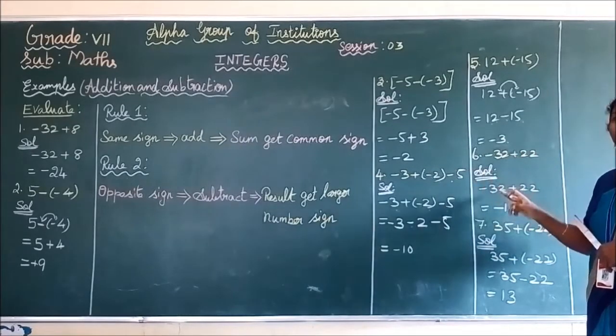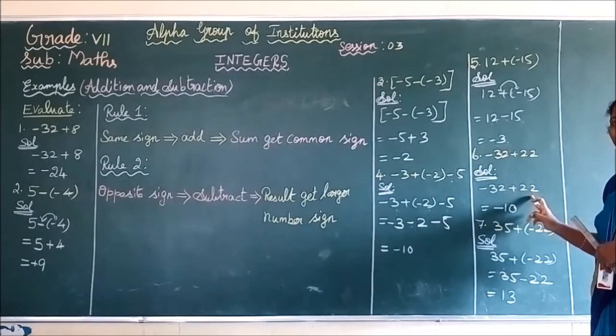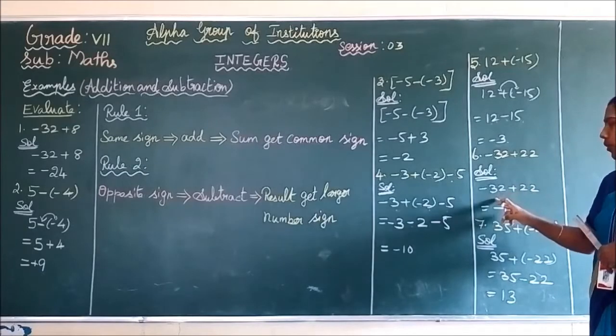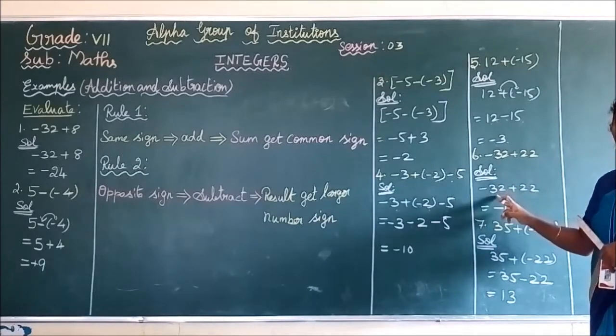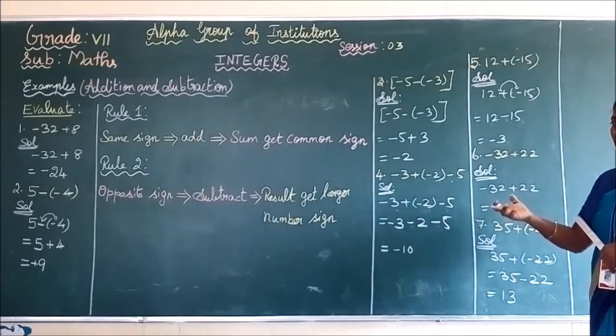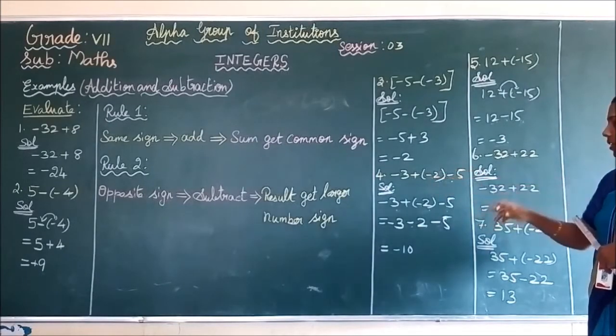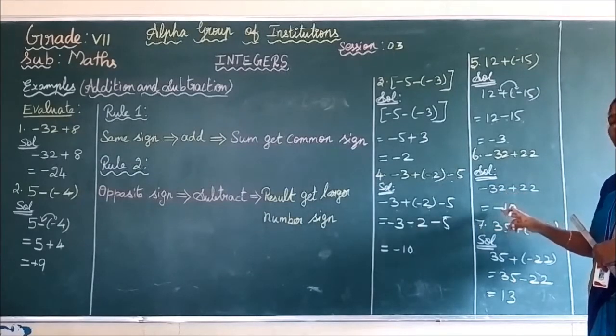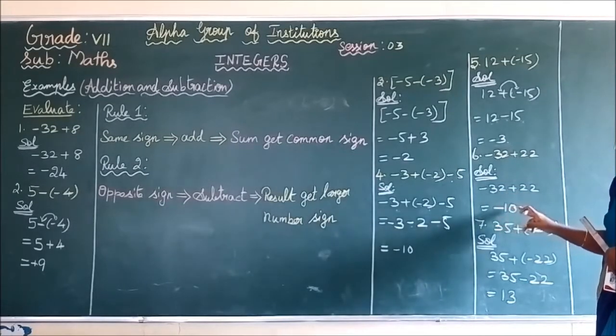According to rule 2, the given integers are in different signs. So you have to subtract the smaller number from the bigger number. So you have to subtract 22 from 32. You get 10. And the symbol for the result is, as I said, the symbol of the larger number. Here the larger number is 32. Thus the answer gets the symbol minus. Therefore the answer is minus 10.